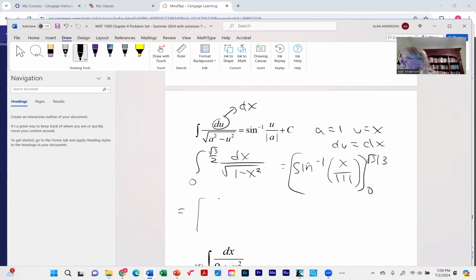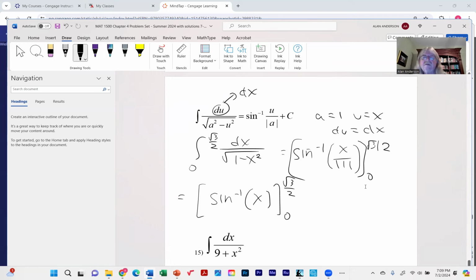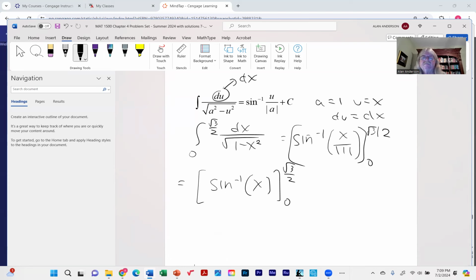So we've got the arc sine of x from 0. Oh, what did I do? It's radical 3 over 2. I don't know why I wrote that. Okay, so we've got the arc sine of radical 3 over 2 minus the arc sine of 0. Now, your calculator has this function. It's directly above the trig functions. In other words, arc sine is the second function of sine. So we'll ask for second sine, and then we'll ask for radical 3 over 2.